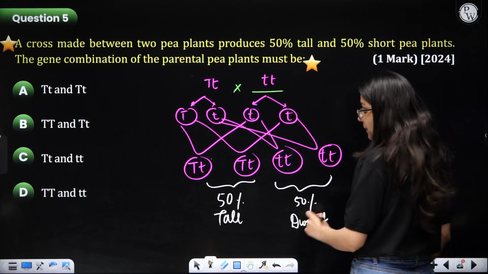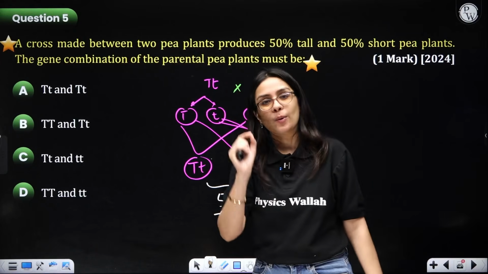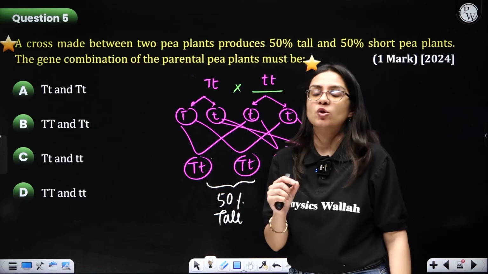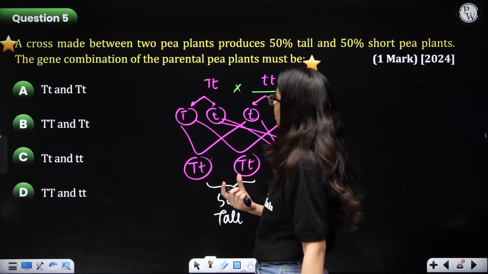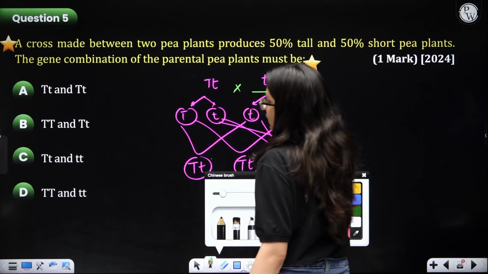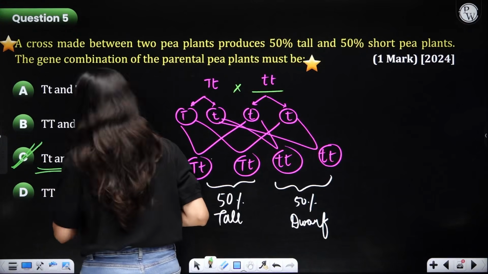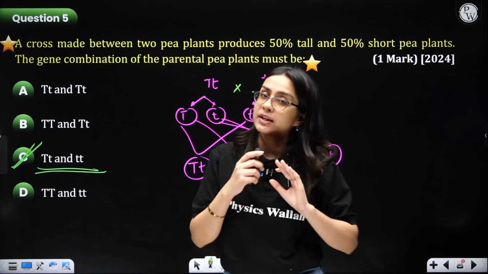So to obtain the progeny where 50% is tall and 50% is dwarf, the parents need to be one heterozygous and the other homozygous recessive. So the correct combination will be capital T small t and small t, which is option C. So option C is the correct answer over here. I hope everyone is absolutely clear with this.